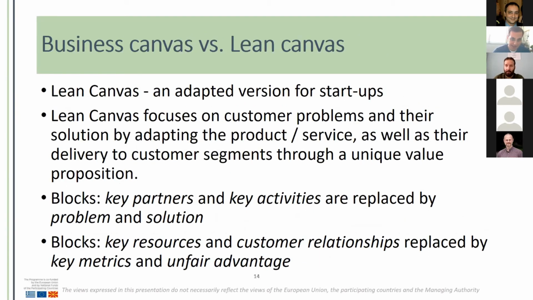Even the business canvas model can be shifted towards lean canvas. That's an adapted version for startups. It focuses on customer problems and their solution by adapting the product or the service, as well as their delivery to customer segments through a unique value proposition. So the blocks key partners and key activities are replaced by problem and solution. And blocks key resources and customer relationships are replaced by key metrics and unfair advantage.